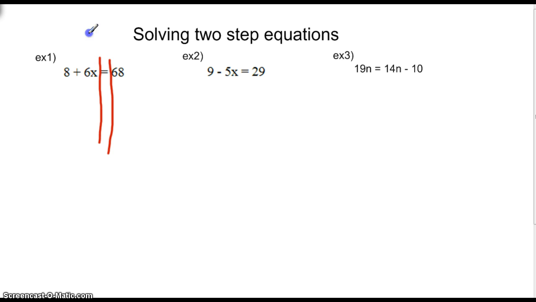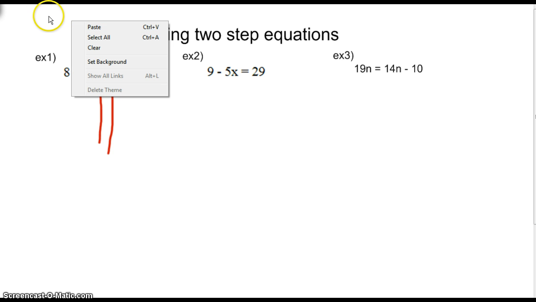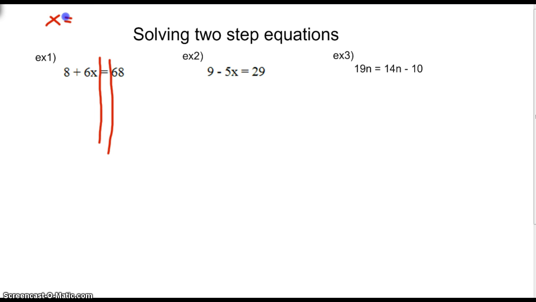Now the goal is to get x's on one side of the equal sign and numbers on the other side. Now this is 6 x's, so that means that there are 6 different x's there together. You cannot do 8 plus 6 because this is 8 numbers and 6 x's. It's like 8 apples and 6 oranges. You can't add them up. So we have the x's on the left, so we need the numbers on the right.